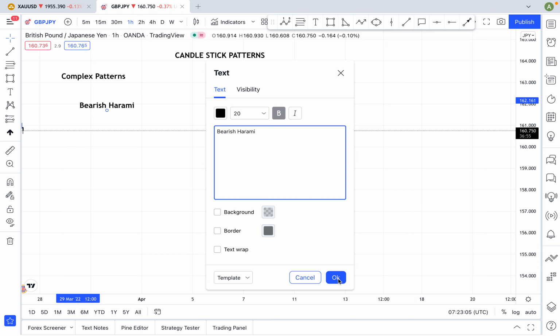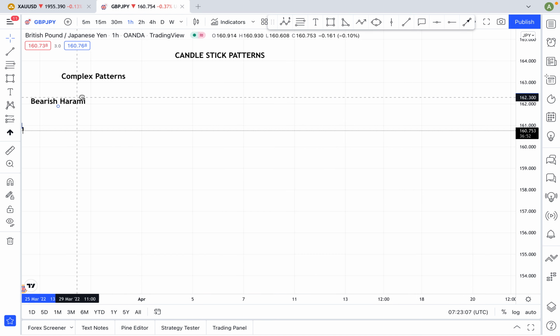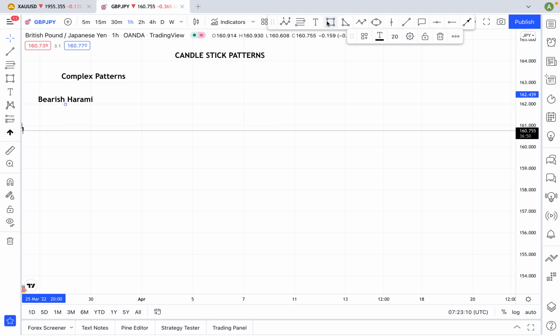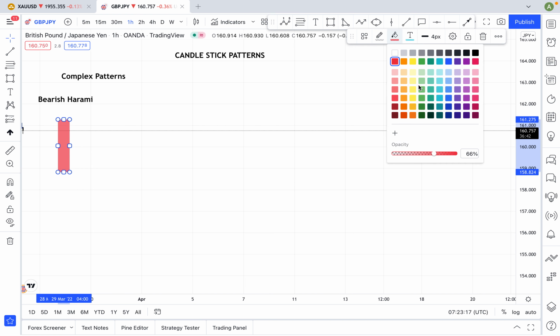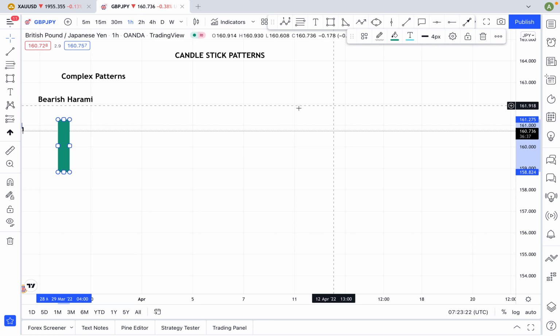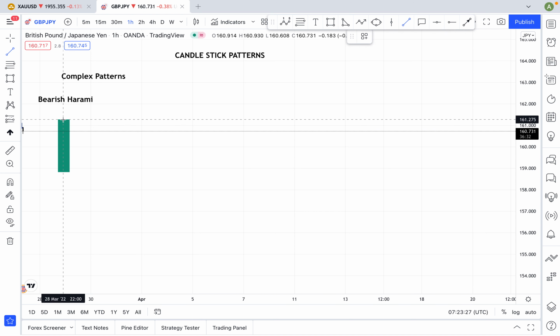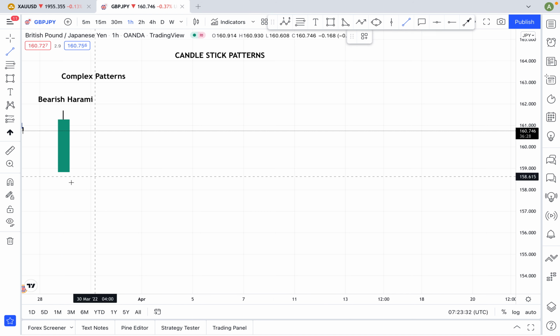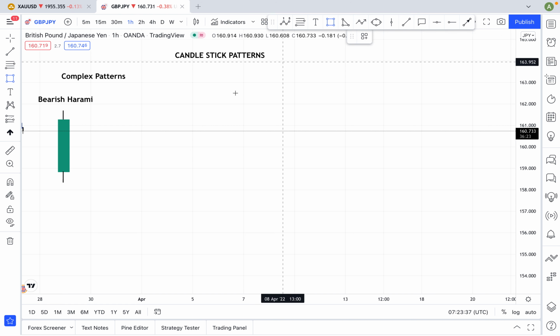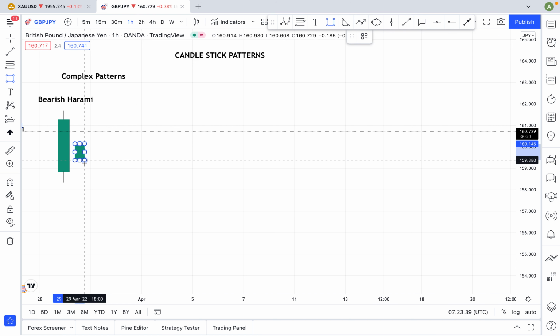The bearish Harami, as the name implies, is bearish. You should know that it has to signify something relating to selling. Then you're going to have the wicks like this, and then a red candle in the middle.